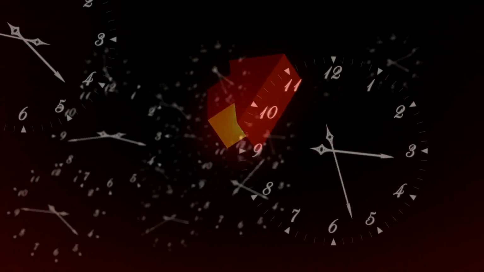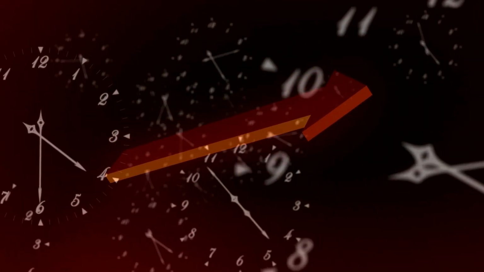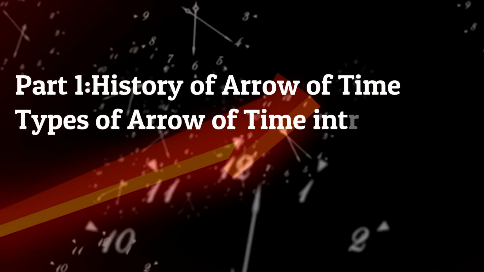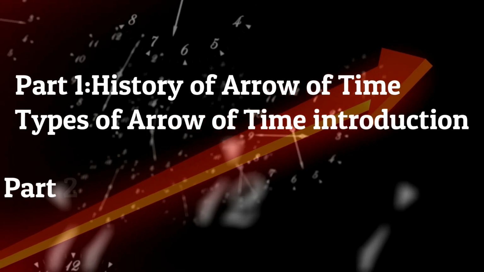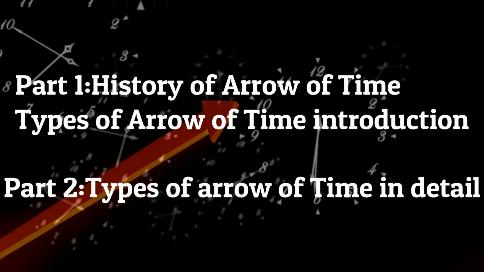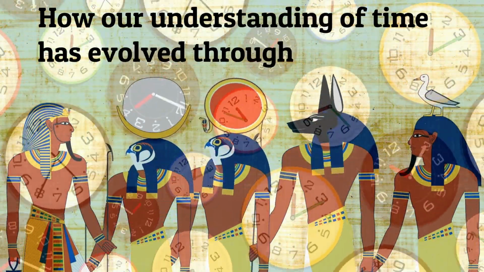Before I begin this video, I'd like to mention that I will be dividing the Arrow of Time video into two parts. In the first part, I'll cover the historical aspects and provide an overview of the types of arrows of time with some introductory information. However, in the second part, I'll delve into a more detailed exploration of this concept. We'll start our video by discussing how our understanding of time has evolved throughout history.